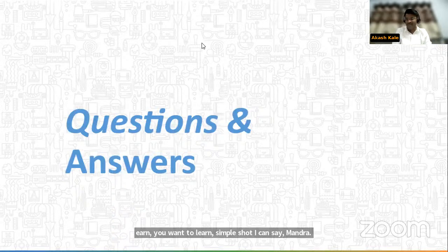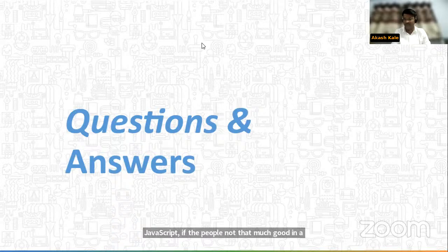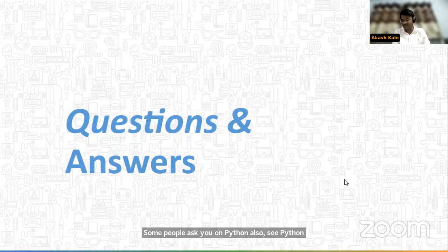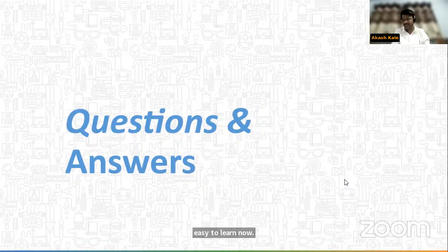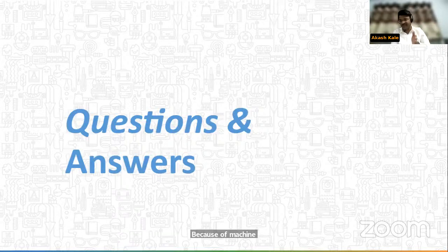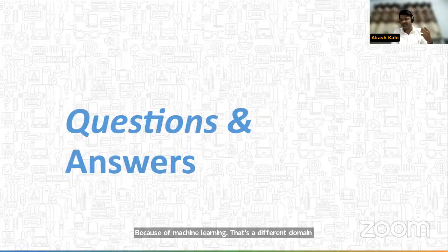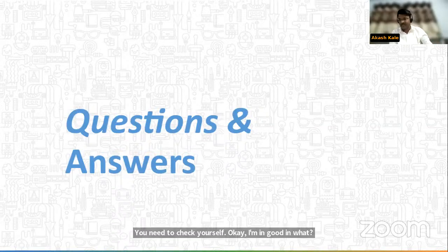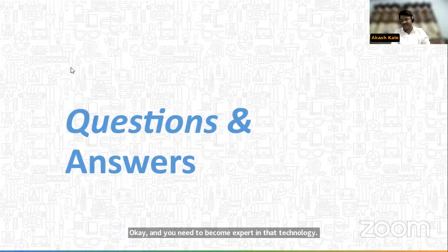But when it comes to JavaScript, if people are not that good in the coding part, but they like the designing part, website related work, with less coding, then JavaScript is a good domain for that. So both are good at their level. Some people ask about Python also. Python is also good and easy to learn. Python was introduced in 1990 too, but in the last 5 to 6 years a lot of people are moving slowly to Python because of machine learning. That's a different domain. So every language is good in its place, but you need to take the call. You need to check yourself: what am I good at? And then become an expert in that technology. So Java is good for the coding part, JavaScript for the designing part.